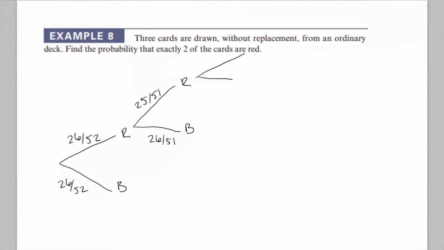Then a third time, red, black. So now we have 24 out of 50. And we have 26 out of 50.